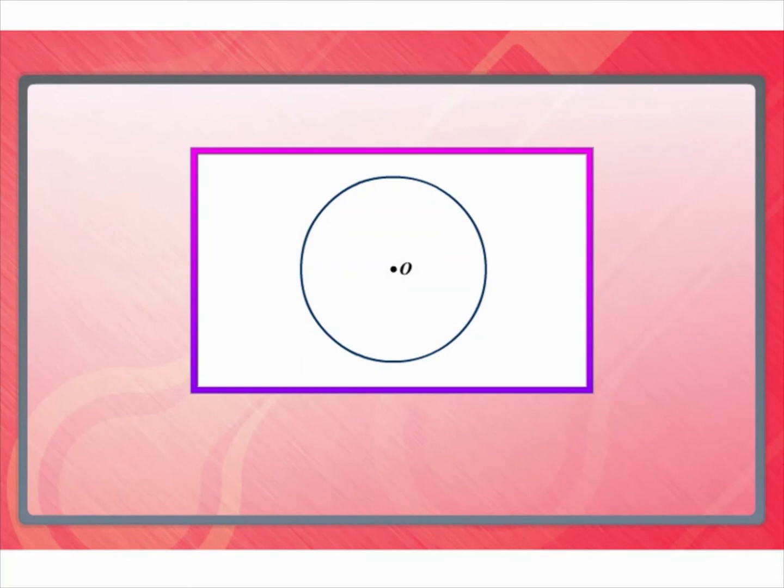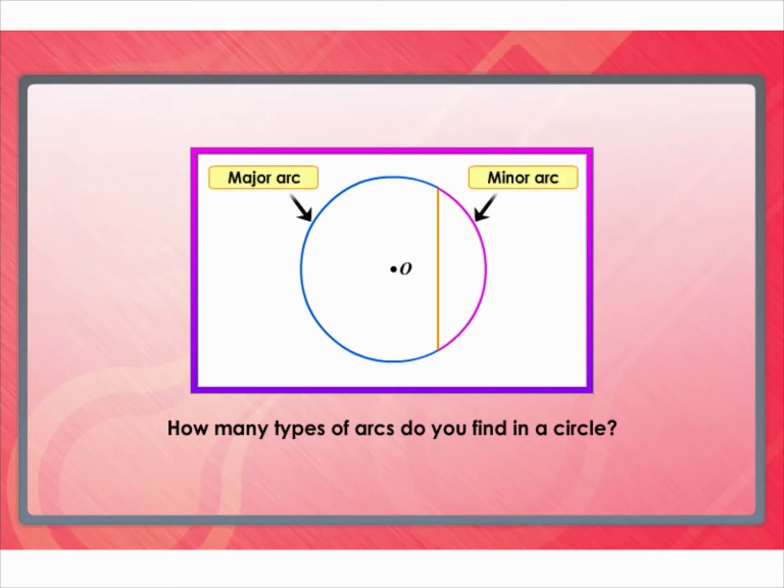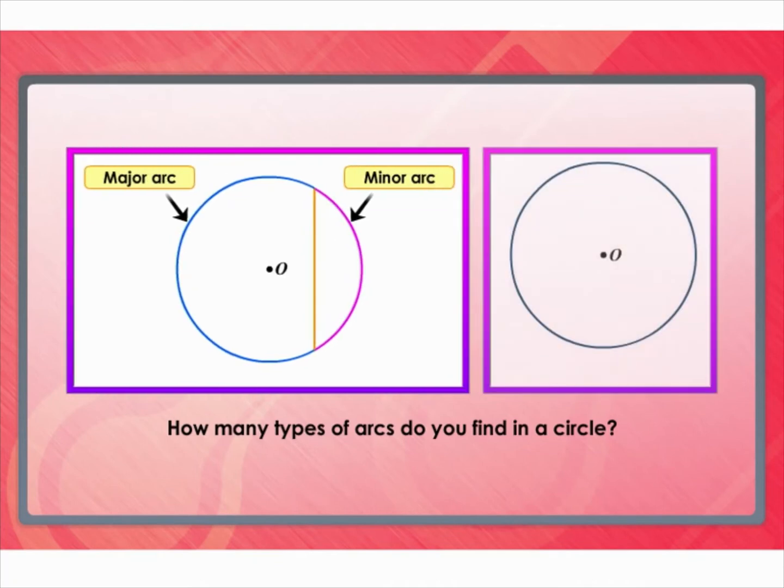How many types of arcs do you find in a circle? A chord divides the circle into two arcs. The shorter one is called the minor arc, while the longer one is called the major arc. If the chord is the diameter of the circle, it divides the circle into two equal arcs, each of which is called a semicircle. Next, we will discuss the theorem related to arcs.